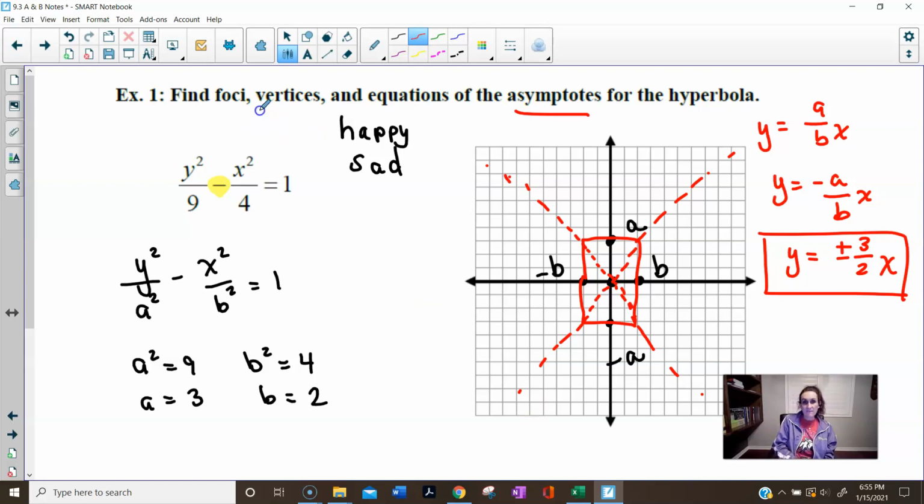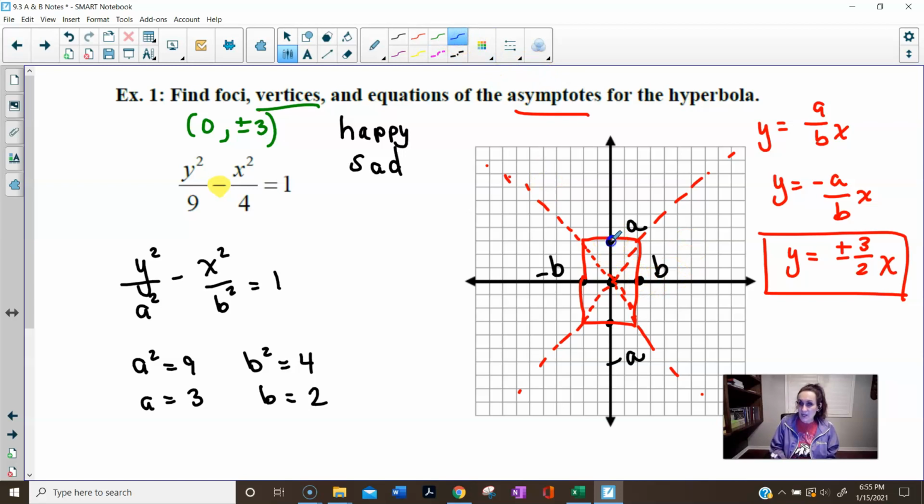Now, the vertices are your A's. So let's look at the coordinates of our A's. 0, up 3, 0, down 3. So 0 and plus or minus 3. And you can write that as 2 ordered pairs if you had wanted to. Now we're ready to sketch our graph.